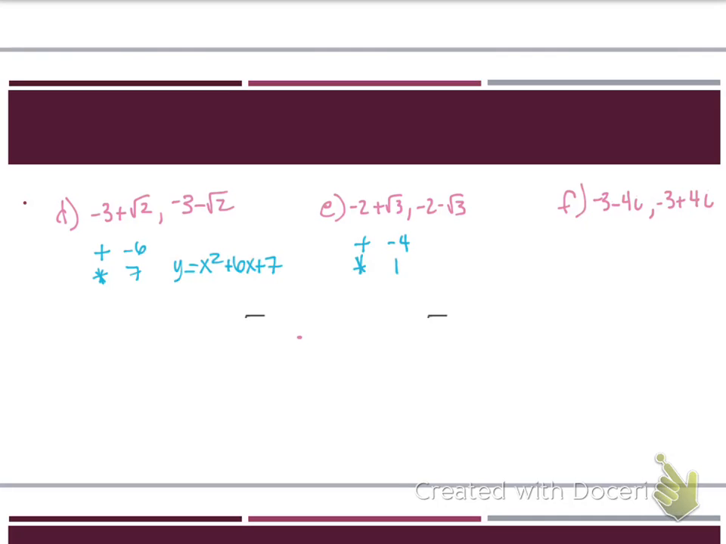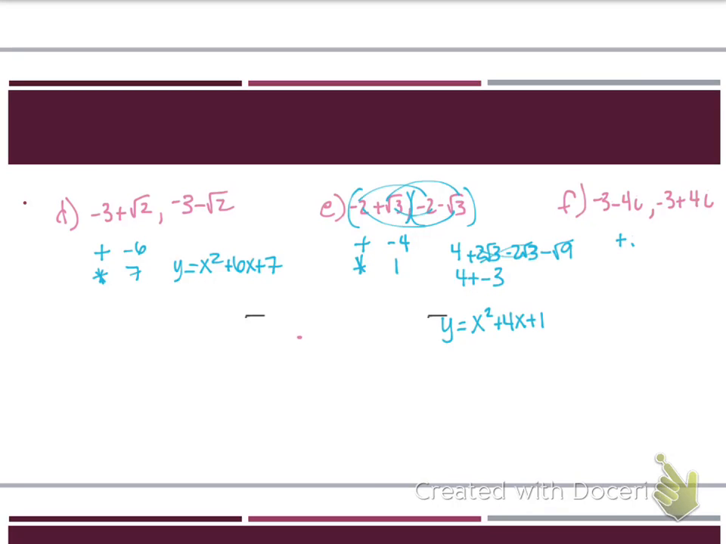Okay, this one's a little trickier. If I multiply these here, I've got 4. My outside is a positive 2 square root 3. Inside is a negative 2 square root 3. And then my last is a negative square root of 9, which is actually 3. So minus 3. That's how we get the 1 in there. My next one, oh, I didn't finish writing it. So y equals x squared plus 4x plus 1.